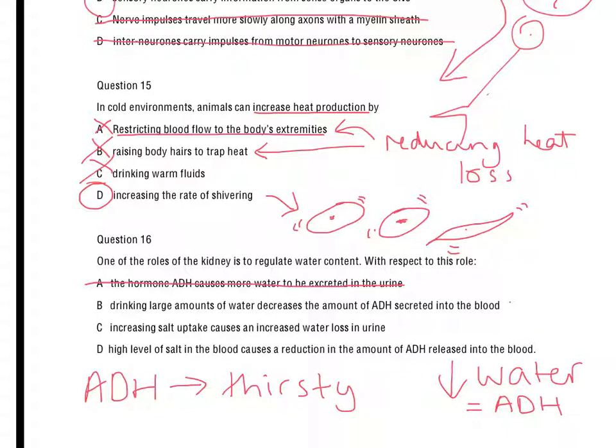Increasing salt uptake causes an increased water loss in urine. Well, if we've got increased salt, then we're going to have less water in the blood. So if we've got less water in the blood, we want to keep some of that water. We don't want it to get lost in the urine, so that is incorrect. And finally, the high level of salt in the blood causes a reduction in the amount of ADH released into the blood. Again, high level of salt, well, that would make us be thirsty. Think about after you've had your hot chips, you're always thirsty after that. So that would actually cause ADH to get released. So again, it can't be D. All right, so it has to be B for that one.